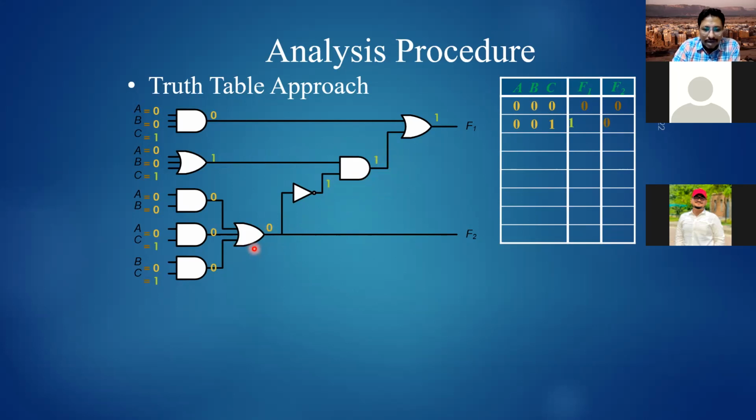Now, from here, if I look at the output here of F2, it is 0. So I write it here 0. The output here of F1, as it is 1 from this side, and also 0 from here, so it will be 1 because I am ORing them. It will give me a 1 result. So now, step by step, I construct my table.